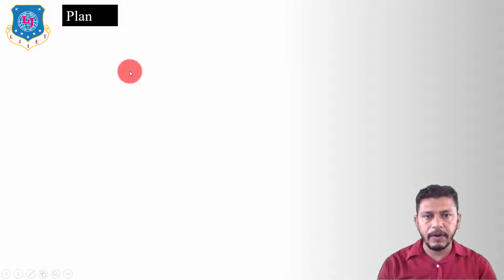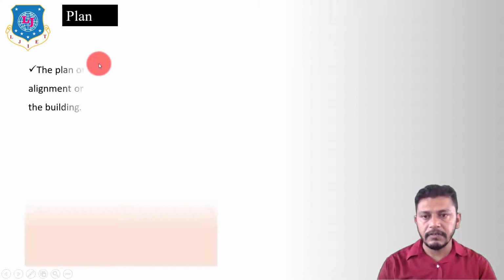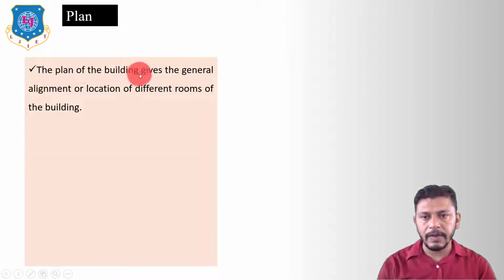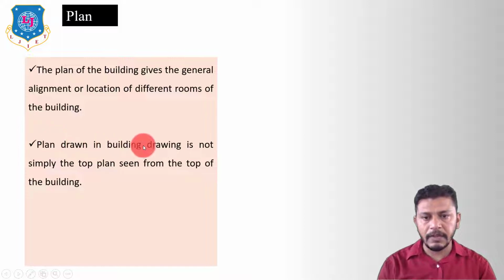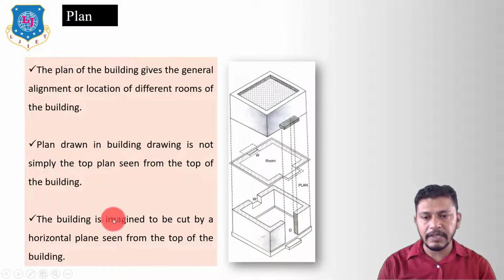Now let us discuss the plan of a simple residential building. The plan of the building gives the general arrangement or location of different rooms of the building. The plan drawn in building drawing is not simply the top view seen from the top of the building, but it is a cross-section. That means the building is imagined to be cut by a horizontal plane and seen from the top of the building. Here I have shown a simple cross-section of a single bedroom.